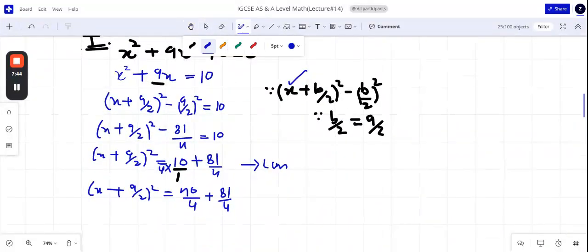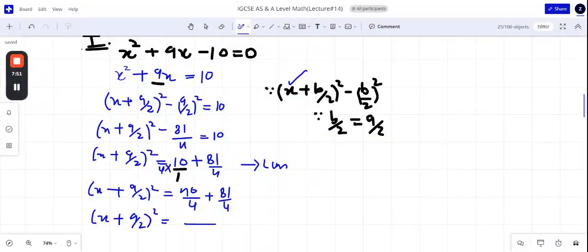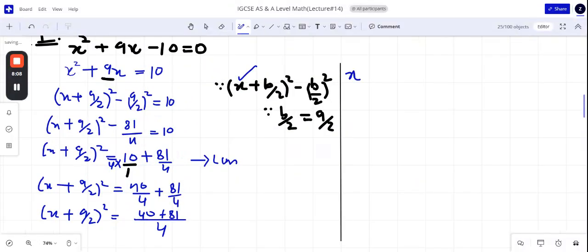So now when the denominators are the same, we have to take the LCM. LCM means that we write down the denominator once and keep the numerators the same. 40 plus 81. So here, (x plus 9 over 2) whole square we will keep the same, and there 40 plus 81, which is 121 over 4.